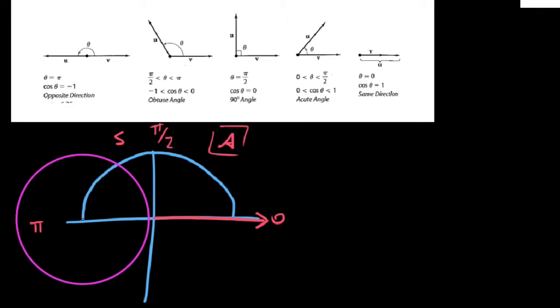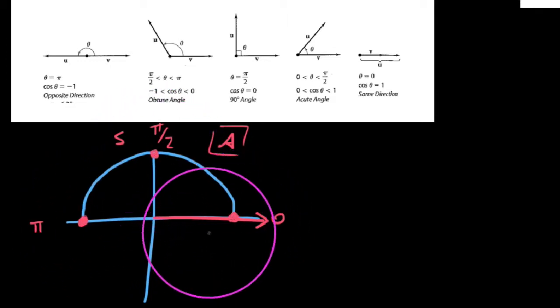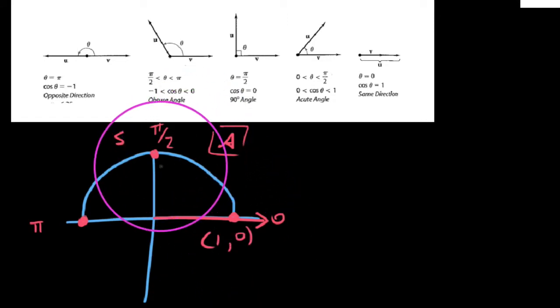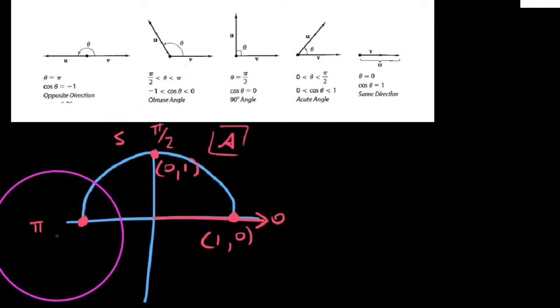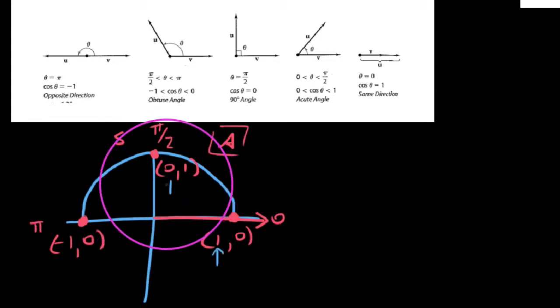Okay. Also on the unit circle, we know a couple of values of cosine right off the bat. We could say, well, the radius of the unit circle is 1, so we say this is 1, 0, this is 0, comma 1, and this is negative 1, comma 0, where our cosine values are these x values right here.